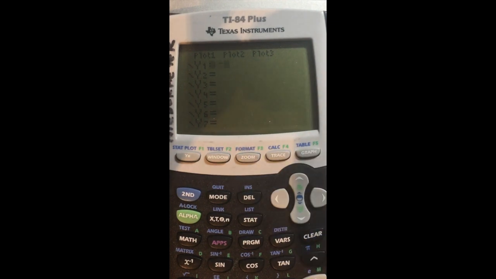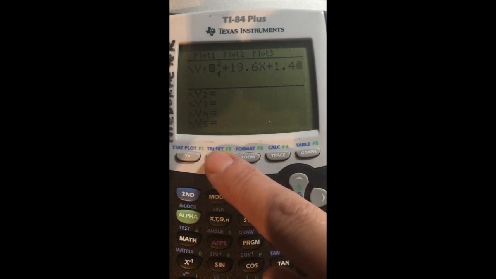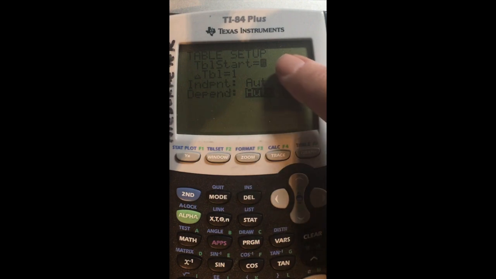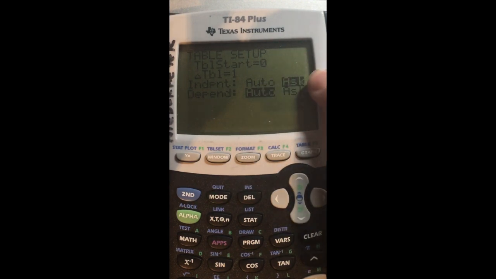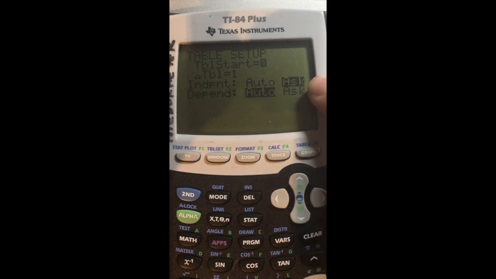So here I'm going to put negative 4.9 x squared plus 19.6 x plus 1.4. Now I'm going to go to table set, second table set. I'm going to make sure that I'm starting at 0, and I'm going to set the independent to ask. So I give it the independent, which is the x value, and then it gives me the y value. The reason I put ask is because I don't need a whole load of values. I just need some specific ones.